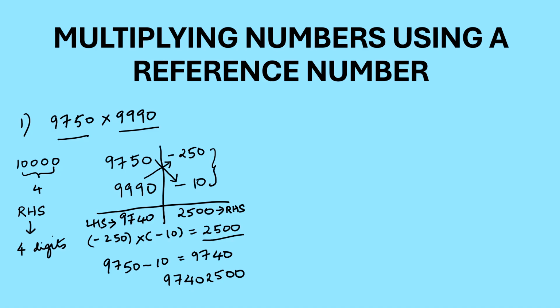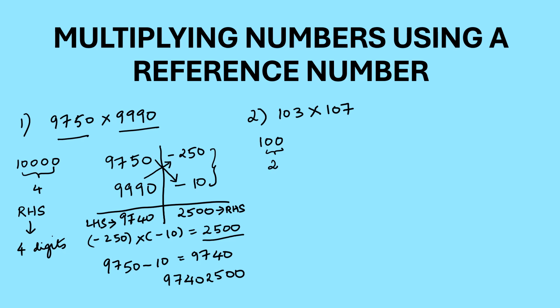In the next few examples, we'll discuss how to multiply numbers above a reference number. Let's say you want to do 103 times 107. Here, we notice that both numbers are close to 100, so we'll use 100 as our reference number. 100 consists of 2 zeros, so the RHS of our final solution should consist of 2 digits.